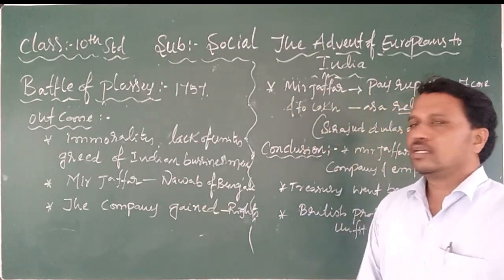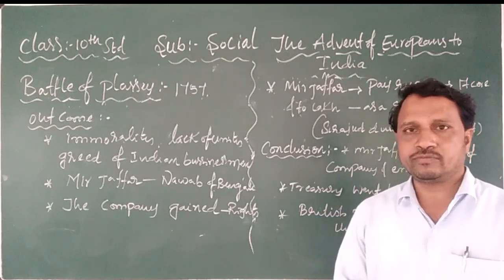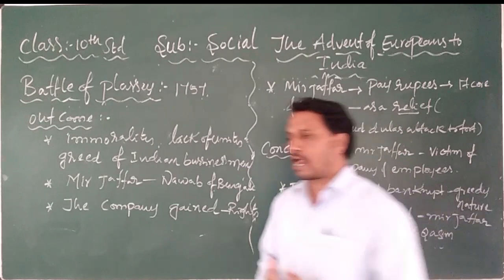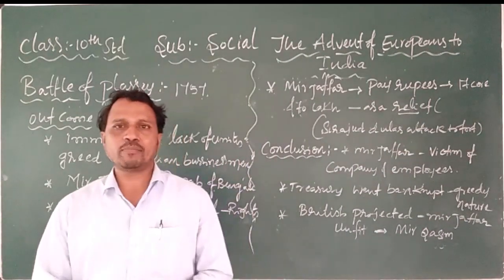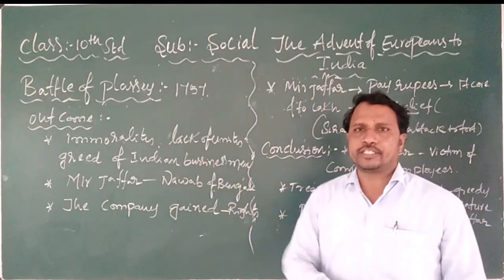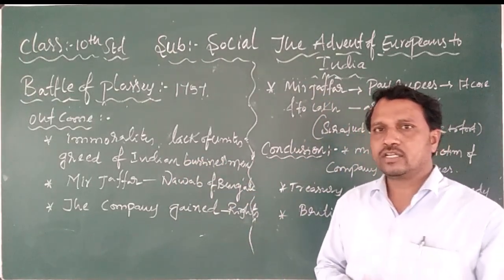The first one is this battle. It is one kind of immorality. There is no morality we see in this battle, because Robert Clive's cunning plan and cheating plan show how they made the immorality. Follow. Okay, and then lack of unity among the Indians.